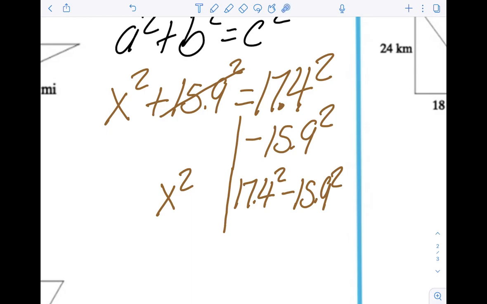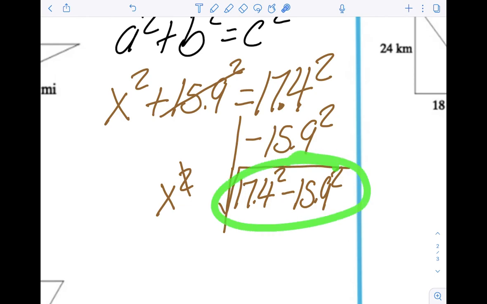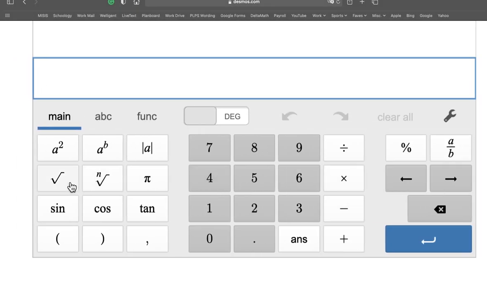Now, to get rid of this squared, we know that the opposite of squaring something is square rooting. So I'm going to cross that out, and then I'm going to square root on that side. So now, kiddos, this is what I have to put into the calculator: square root of 17.4 squared minus 15.9 squared.